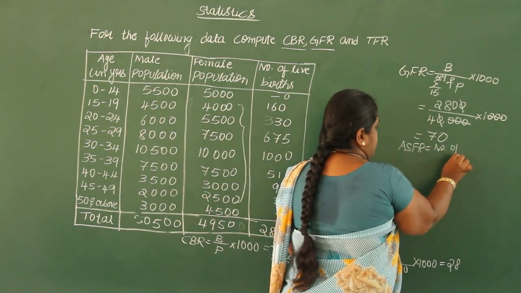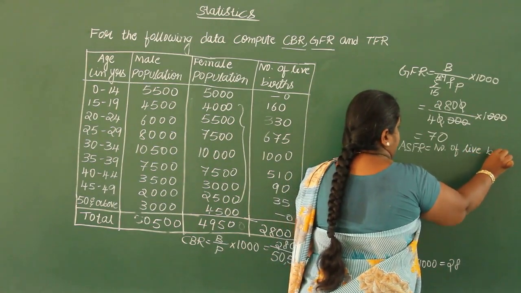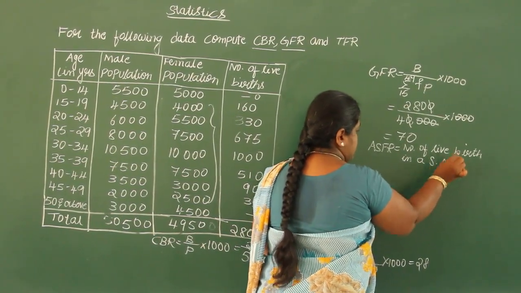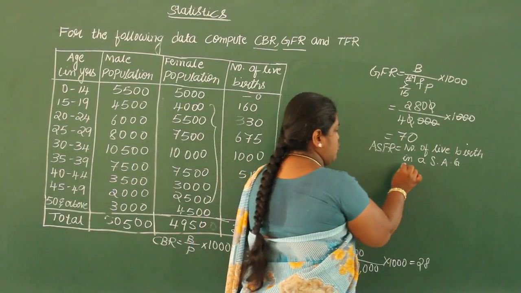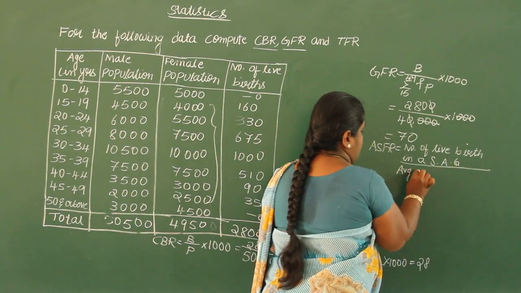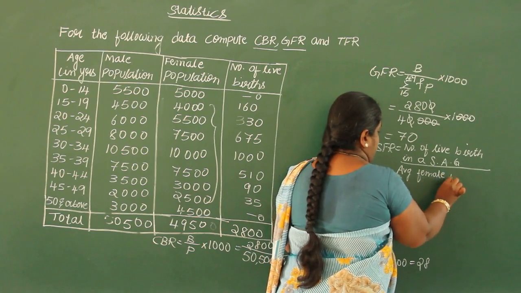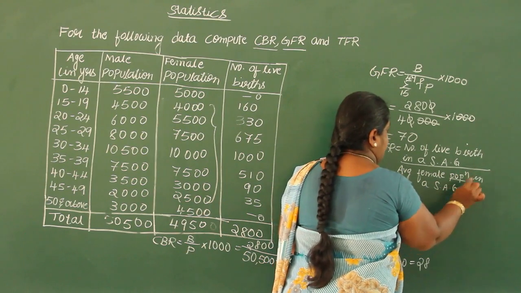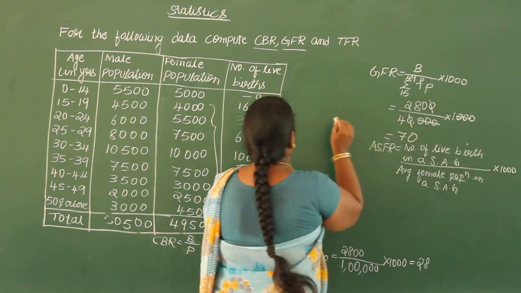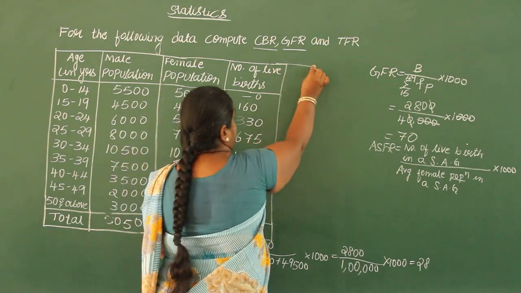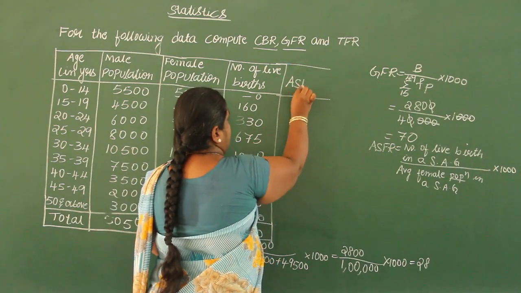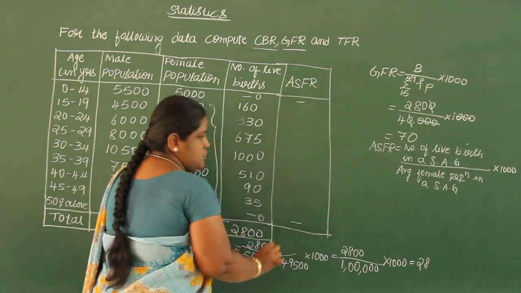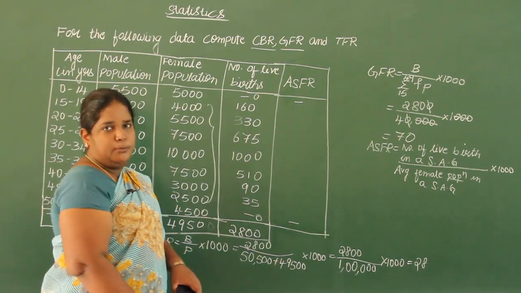ASFR is the number of live births in a specific age group, I'll write it as SAG, divided by the average female population in a specific age group, into 1000. So make the column here in the question. The next column will be ASFR, and you have to show the one-step calculation. The first and the last value will not be calculated because they are not in the childbearing age group.